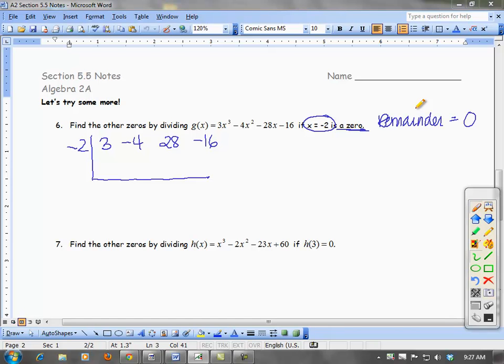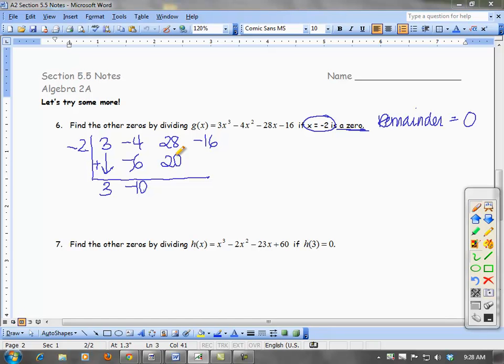So take a second, let's synthetic divide. We drop the 3. 3 times negative 2 is negative 6. We then add the numbers inside together. Negative 4 and negative 6 makes negative 10. Negative 10 times negative 2 is a 20.